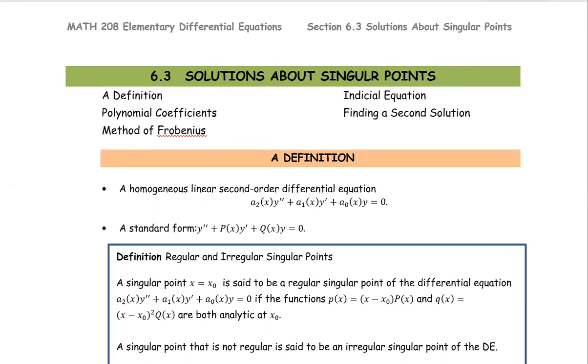Section 6.3 Solutions about singular points. A definition. A homogeneous linear second-order differential equation of the form a2 y double prime plus a1 y prime plus a0 times y equals 0 can be rewritten in the standard form as y double prime plus p times y prime plus q times y equals 0.